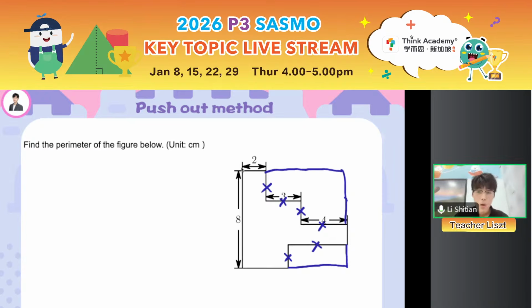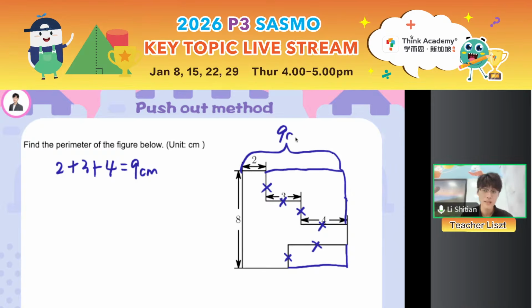So how long is it? Is it 8? Is it a square? No, right? For this length, we need to use 2 plus 3, then plus 4. Then we find out how long the length is. How long is it? 9, right? 9 what? 9 centimeters. Don't forget the unit, guys. So for this length, it is 9 centimeters.